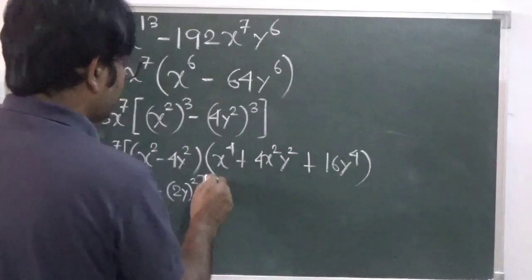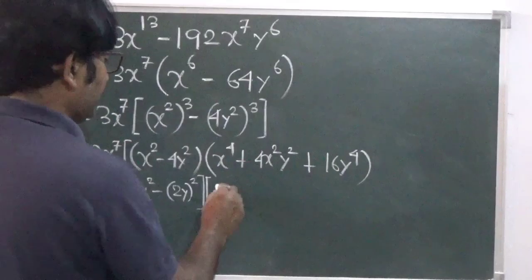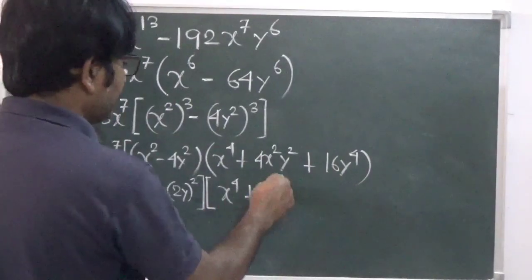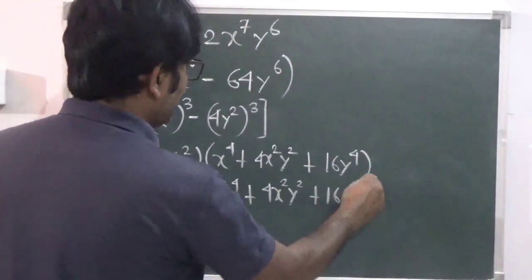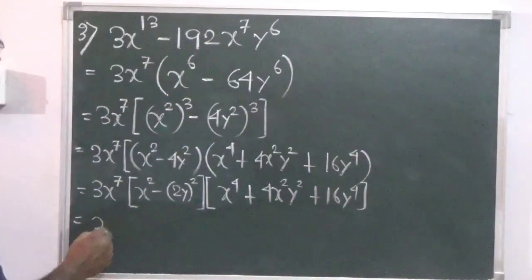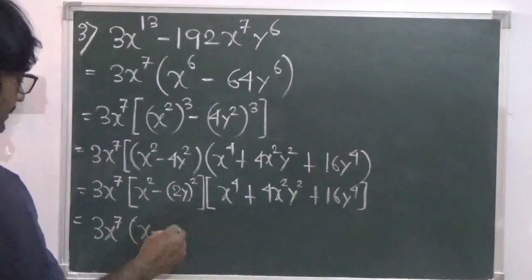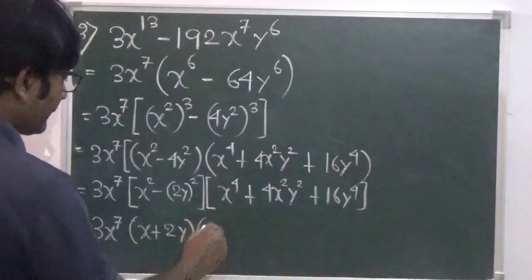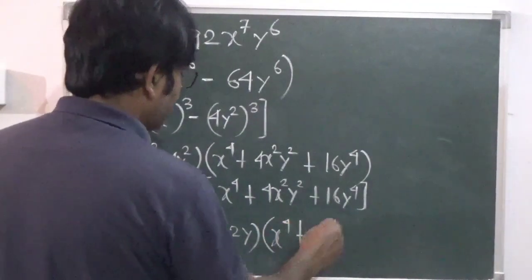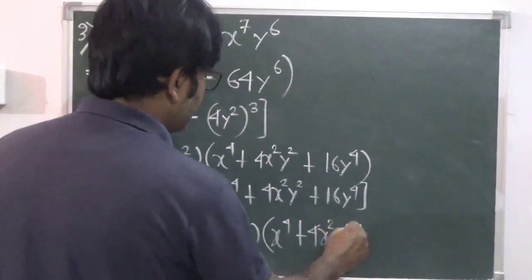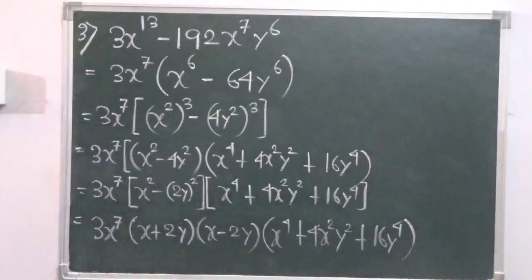and this x4 plus 4x square y square plus 16y to the power 4. So this can be written as 3x to the power 7, and this is into x plus 2y into x minus 2y into x power 4 plus 4x square y square plus 16y to the power 4. So this is it.